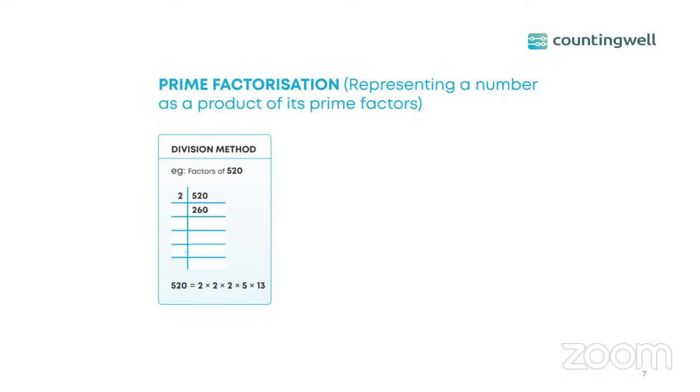So we have 2 into 260 is 520. 2 into 130 is 260. 2 into 65 is 130. 5 into 13 is 65. And 13 is a prime number, so we have 13. Now we will write down these numbers as a product. So 520 is equal to 2 into 2 into 2 into 5 into 13. In this way we have formed the prime factorization of 520.